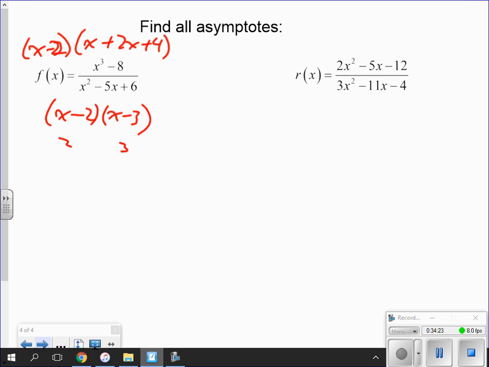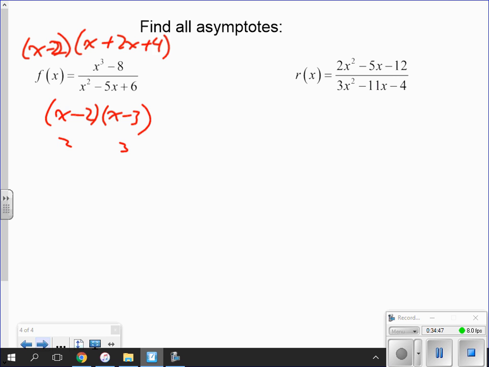Okay. Now, here's the thing. My first one is factorable, but my second one is not. So this is factorable. These two are not factorable from here, because you cannot factor the factor. The quadratic you get is not factorable at this point. Okay. So are any of my zeros in my denominator also zeros in my numerator?